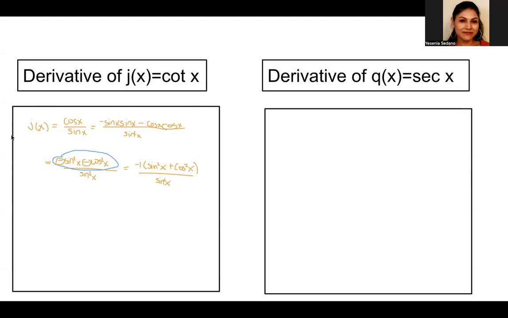So we've now created an opportunity to use our Pythagorean identity. Sine squared plus cosine squared is equal to 1. So -1 times +1 is simply -1. So let's go to this new side, and we basically just have -1 on the top, all over sine squared x.